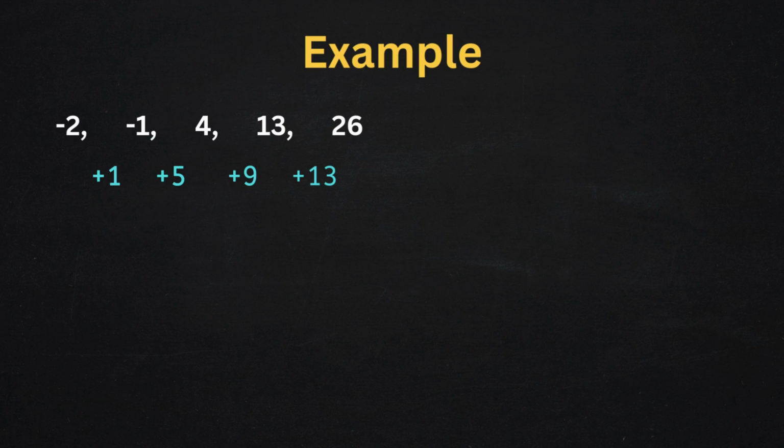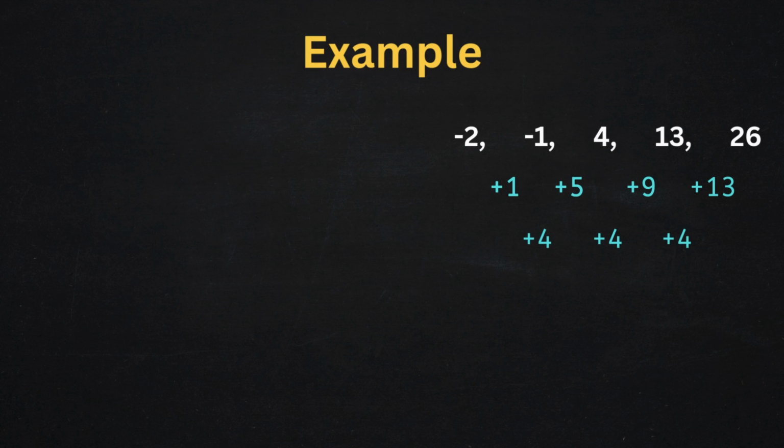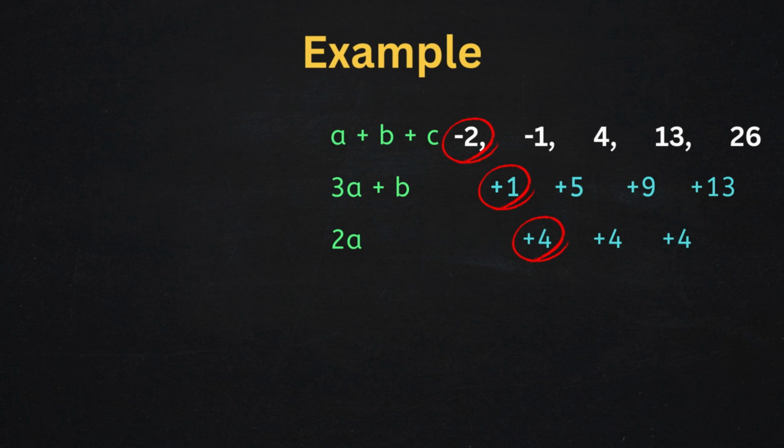Now, the second difference. From 1 to 5, we have +4. From 5 to 9, it's again +4. And 9 to 13 is also +4. As the second difference is the same, it's quadratic. Now, to get the nth term, we take the bottom number 4 equals 2a, the middle number 1 equals 3a plus b, the top number -2 equals a plus b plus c, and we'll solve from bottom to top.